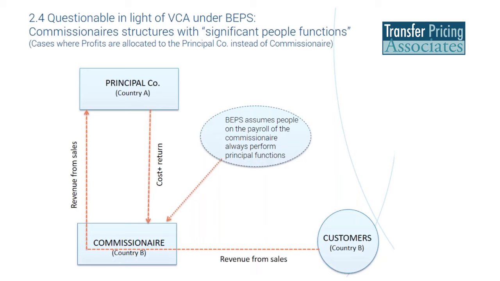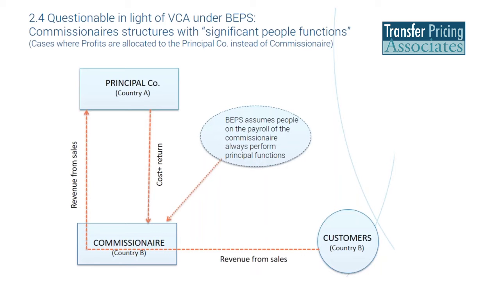Now, in the light of Action 7, all these structures are under attack, which means that if we have a commissioner structure where they are habitually concluding contracts, they easily form a permanent establishment of the principal in the local country. And if the commissioner is not rewarded appropriately for its functions, profits of the principal will be attributable to the commissioner.